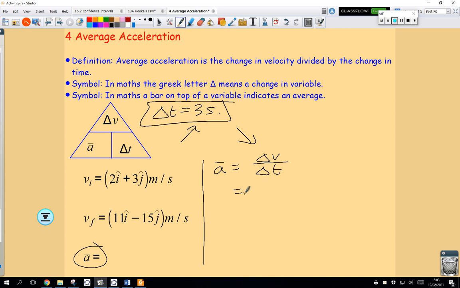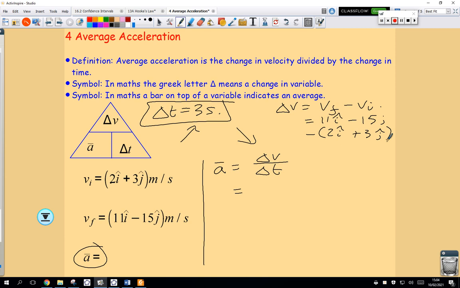So the first thing I'm going to have to figure out is what is the change in velocity. Well, the change in velocity is defined as being the final velocity subtract the initial velocity. The final velocity in this case is 11i hat minus 15j hat, and we're going to subtract the initial velocity, so subtracting all of 2i hat plus 3j hat.